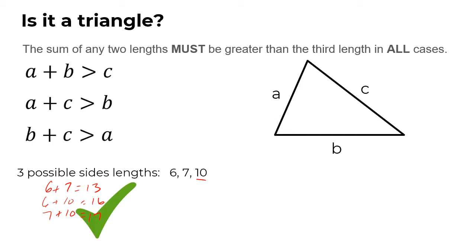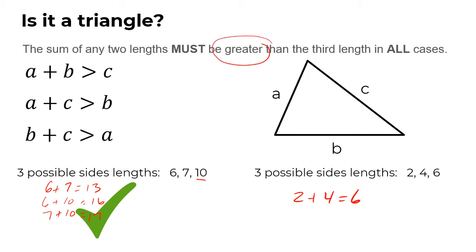In the next one here, we have three possible side lengths of 2, 4, and 6. Well, if I look at just that 2 and the 4, and I add that 2 plus 4, well, that equals 6. Well, can that be a triangle because it equals 6? No, it's got to be greater than 6. So because this adds up to equal 6, it's kind of like we had a side of 6 here, a side of 2 here, and a side of 4 here.